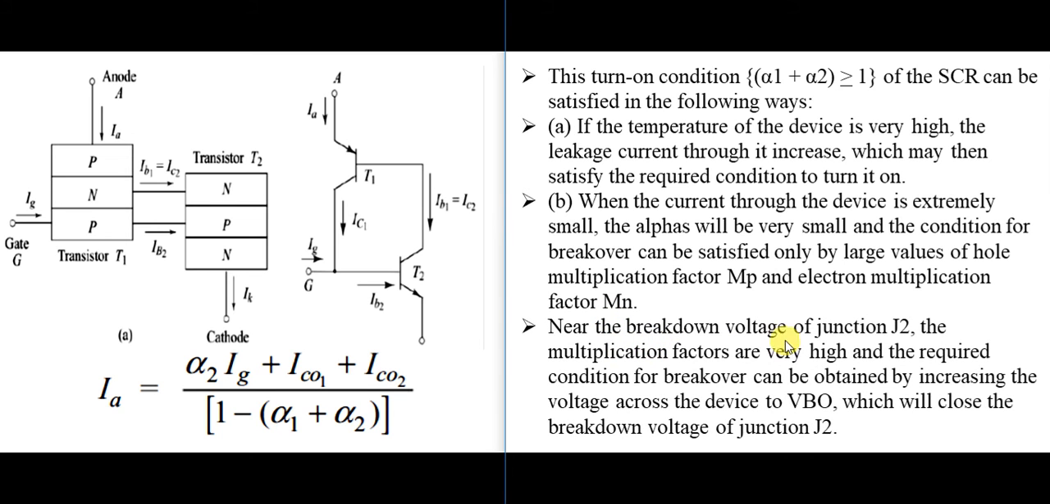So near the breakdown voltage of junction J2, the multiplication factors are very high, and the required condition for breakover can be obtained by increasing the voltage across the device. So by increasing the voltage across the device to a value of forward breakover voltage, which will be closer to the breakdown voltage of junction J2, the device will get turned on. So to turn on the device, the voltage applied across the anode to cathode terminal must be greater than the value of VBO, that is the forward breakover voltage.